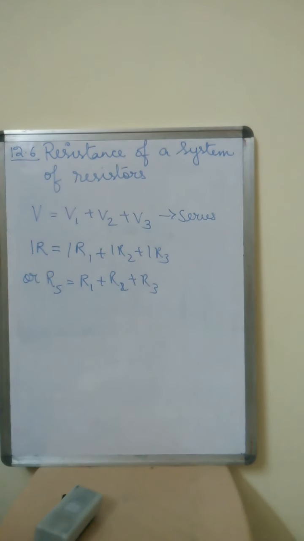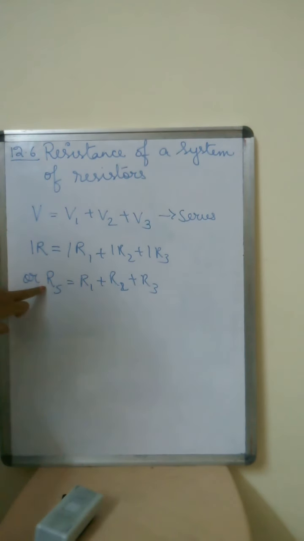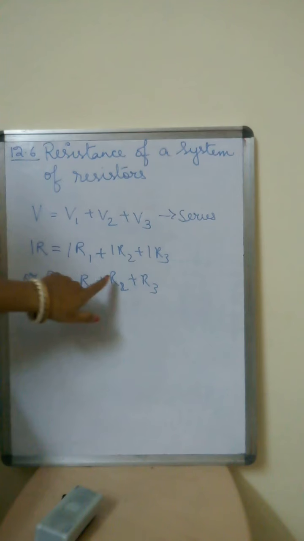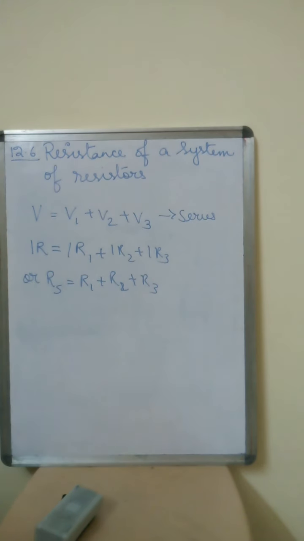What does this imply? This implies that when several resistors are joined in series, the resistance of the combination, RS, is equal to the sum of their individual resistances R1, R2, R3, and is thus greater than any individual resistance.